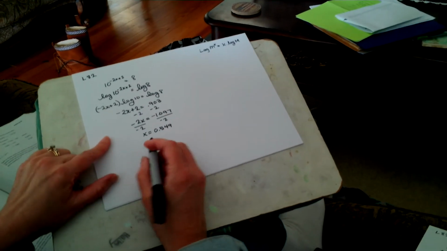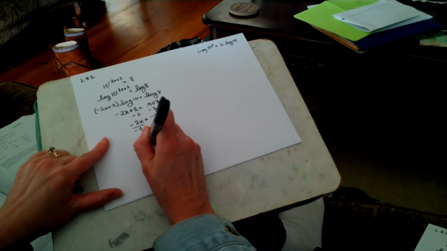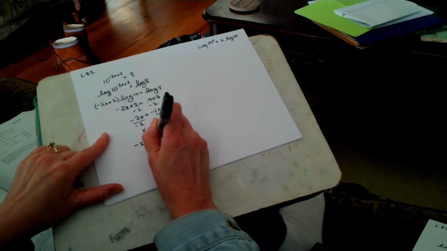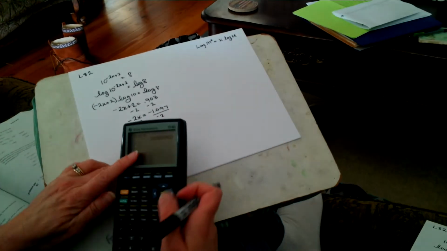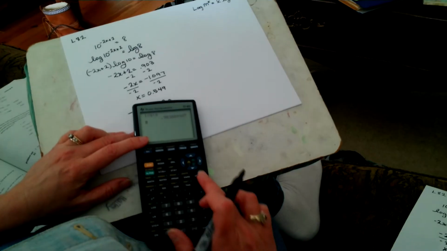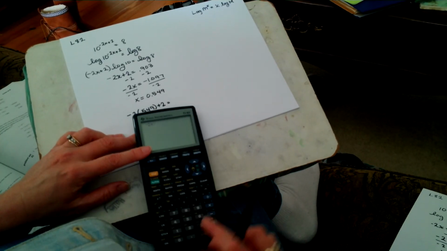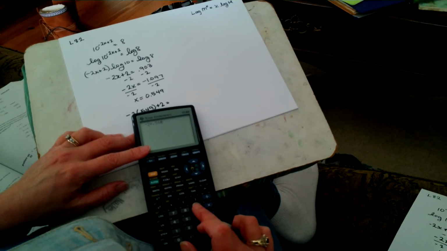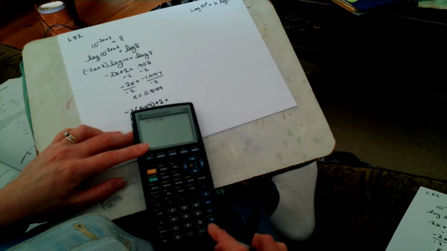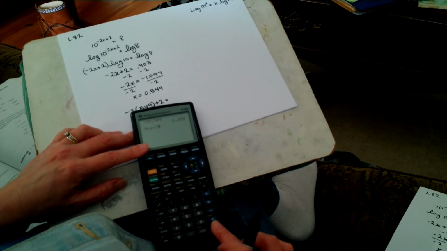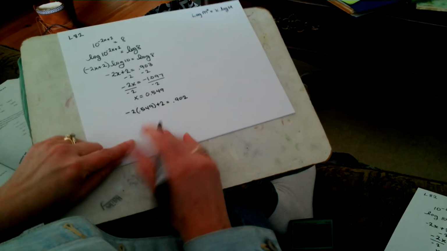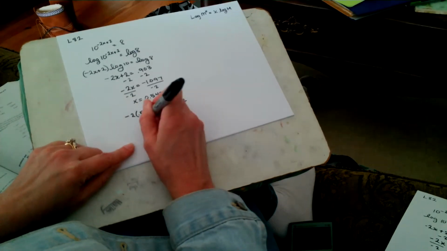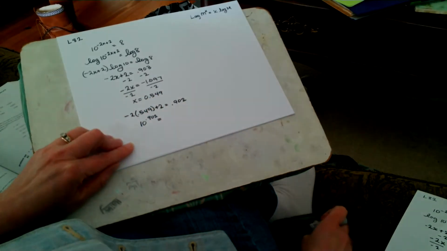So this says that if I take negative 2 and multiply it by 0.549, and I add 2, so I'm going to take the opposite of 2, multiply it by 0.549, and add to that 2, I'm going to get 0.902. So this says if I take 10 and raise it to that power, I should get 8.